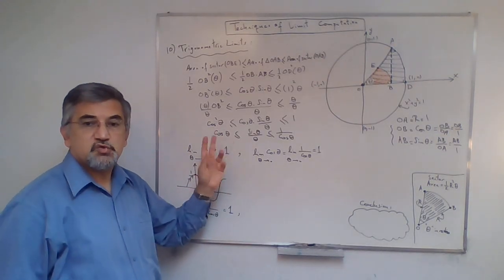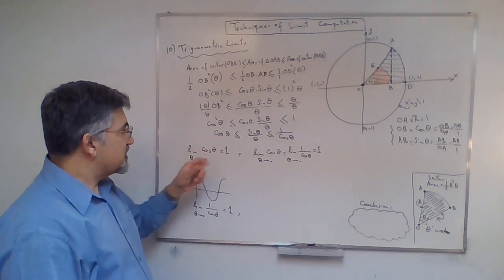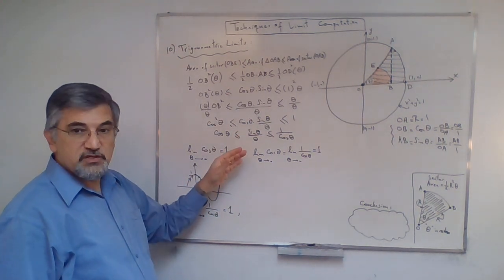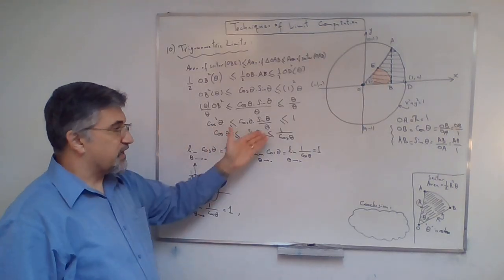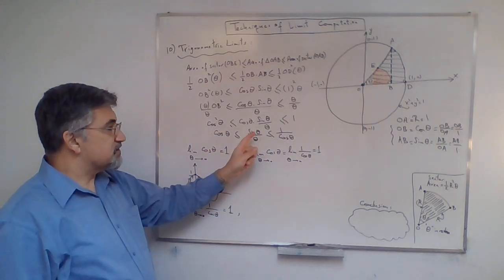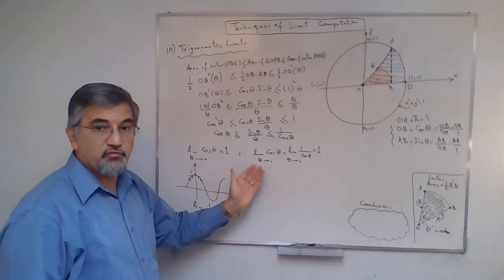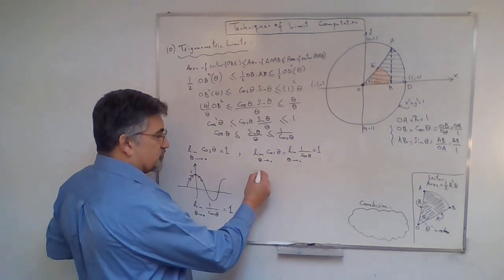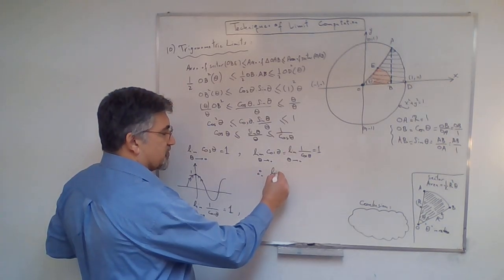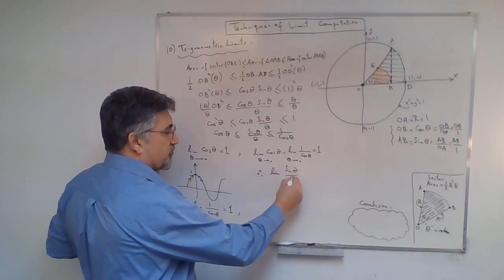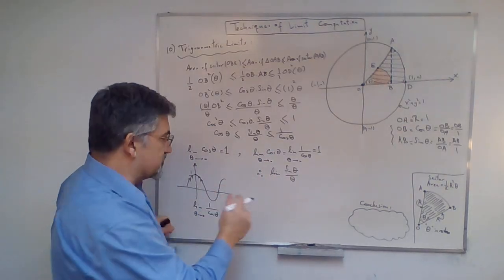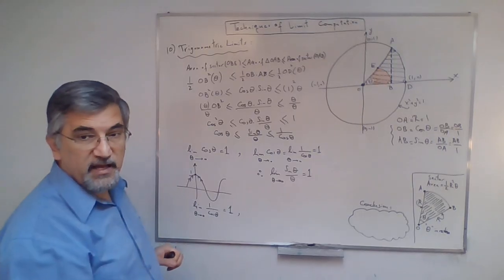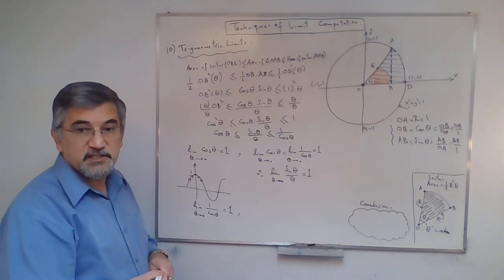So using the squeeze theorem in calculus, we can say if we have a function like sine theta over theta, which is in between the 2 other functions, cos theta and 1 over cos theta, and the limits of cos theta and 1 over cos theta are both equal to 1, then according to the squeeze theorem, we can conclude that the limit of sine theta over theta, which is squeezed in between these two functions, when theta approaches 0, must also be equal to 1. That's the conclusion that we can make here.